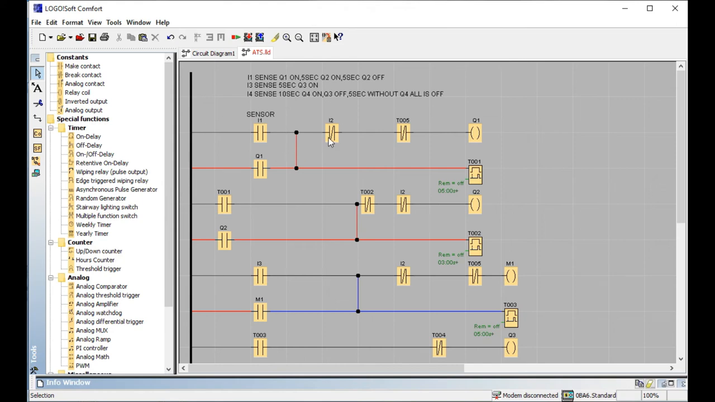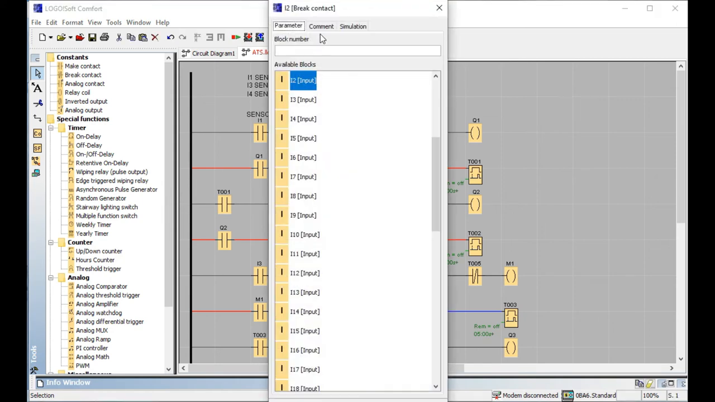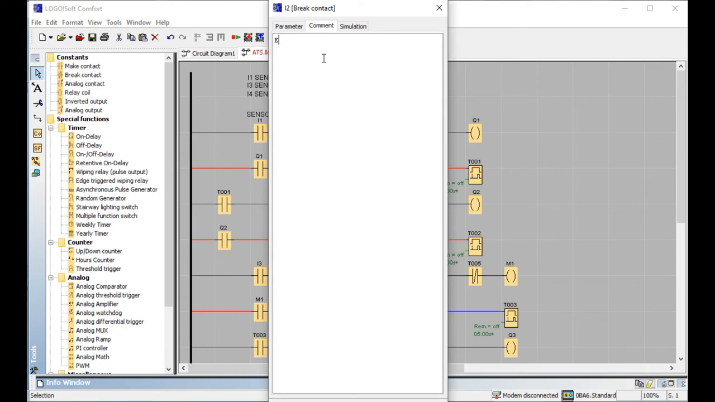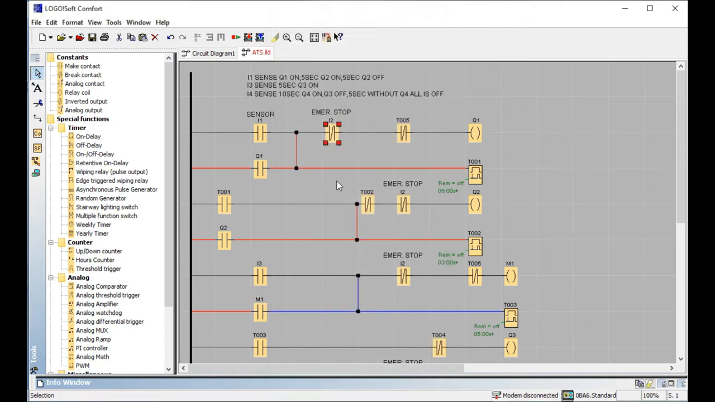Okay, so friends, this is the emergency stop button. When you do an emergency stop of your operation, it works through this switch here. This is a break contact. I will describe why it is here.